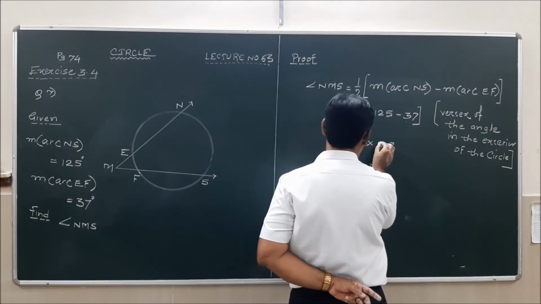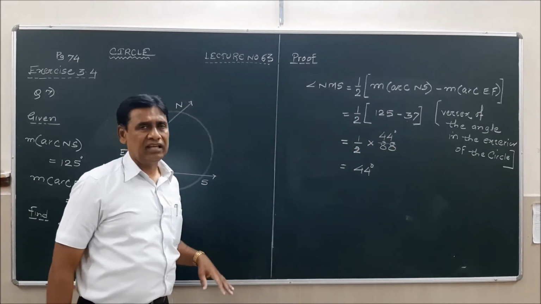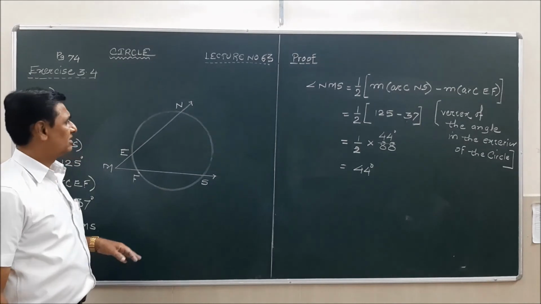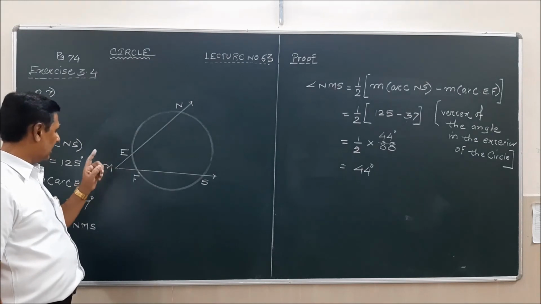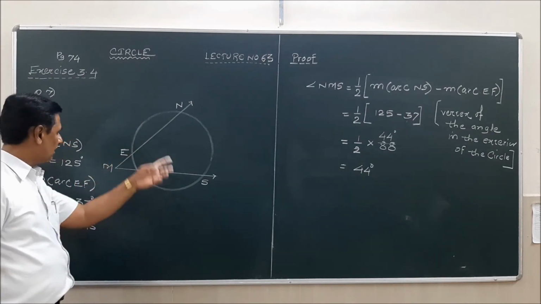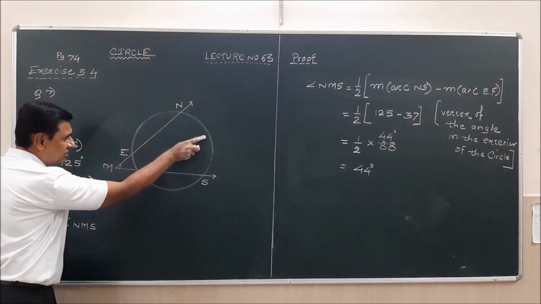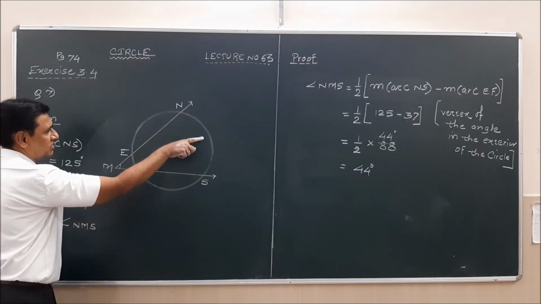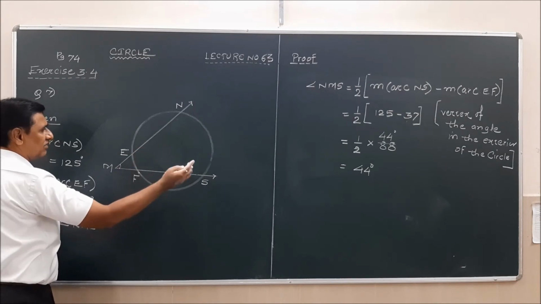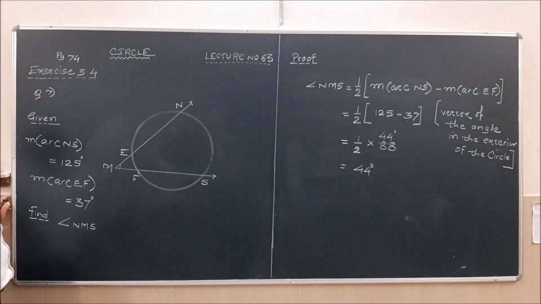Very simple. So you have to understand this theory, nothing else. The question is very simple. But if you know the fact that whenever the vertex lies in the exterior of the circle, then the measure of the angle is half the difference between the arcs intersected by that angle. Two arcs are intersected. One is NS, the other one is EF. So the difference between them is 125 minus 37, which is 88. Half of that is 44. Very simple.